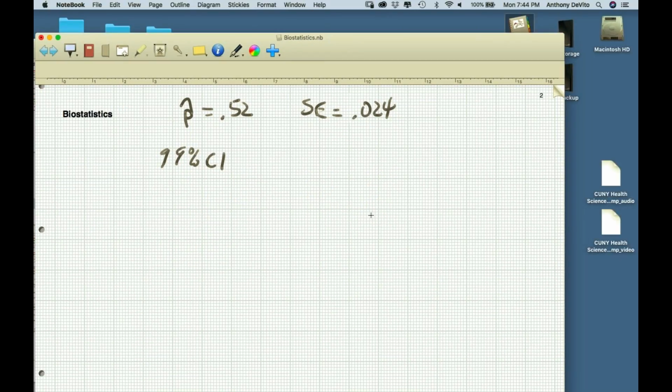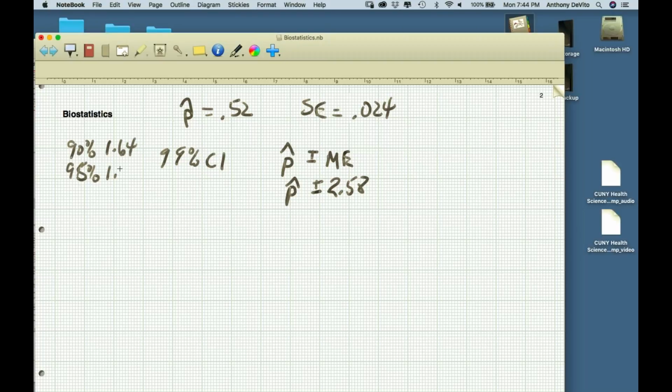We know the formula for our confidence interval is going to be p-cap plus or minus our margin of error. Well, wait a second. I was going to put 1.96 in here, but it's a 99% confidence interval. So for a 99% confidence interval, I'm going to use 2.58. I'm going to note that over here. For a 90% confidence interval, we use 1.64. For a 95% confidence interval, we use 1.96. And for a 99% confidence interval, we use 2.58.